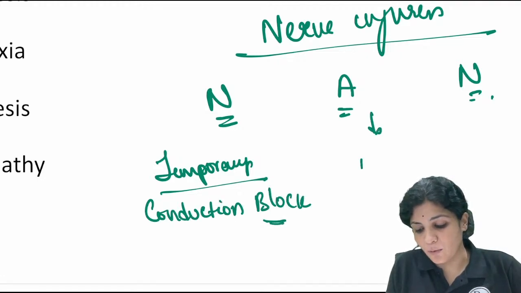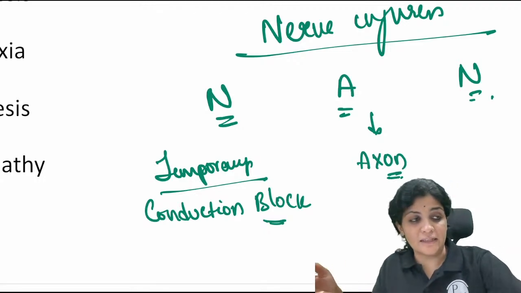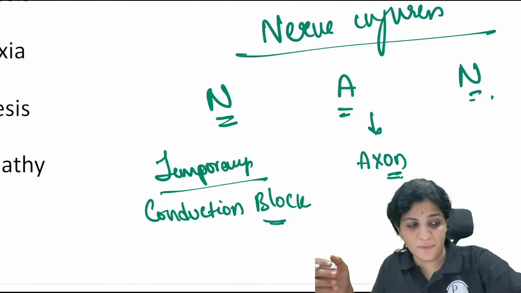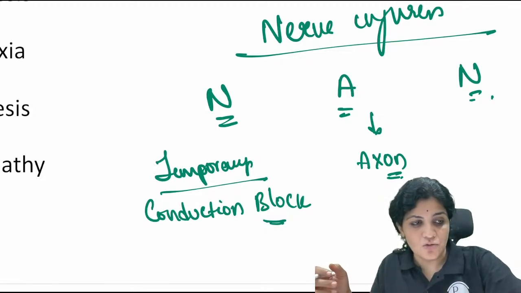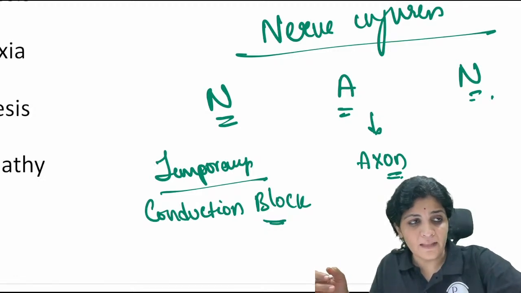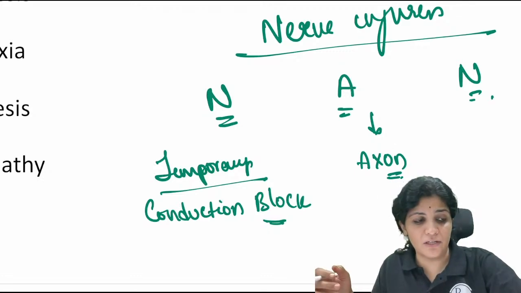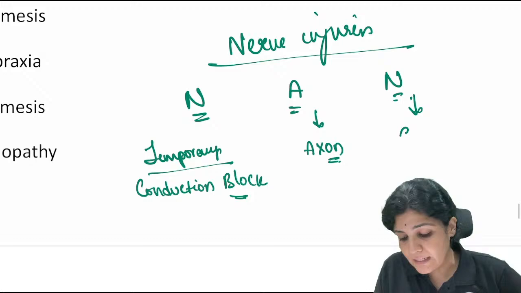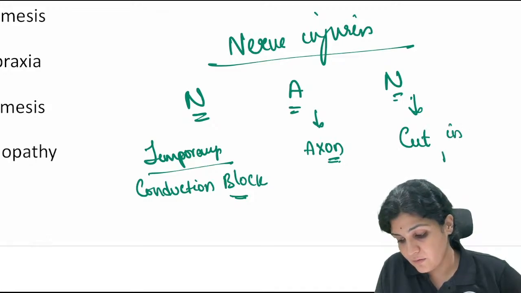Axonotmesis, there is a problem in the axon, right? There are the layers, and if you remember, the axoplasm is covered by the layers. There is some disturbance, some pathology, and that is axonotmesis. Neurotmesis is a cut in the nerve.